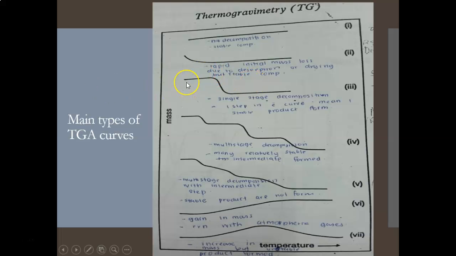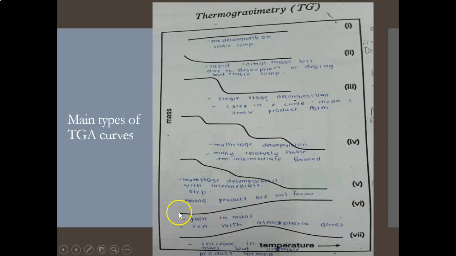Okay, if the curve is like this, we have a single stage decomposition, and also the second one, first step in the curve means one stable product formed, and the second dip here we can see that it is a decomposition stage. This one we call it the multi-stage decomposition, with many relatively stable steps, and we call it the intermediate form. And the fifth graph shows the multi-stage decomposition with intermediate step, and the stable product is not formed.